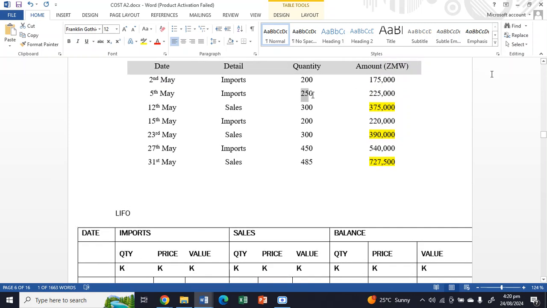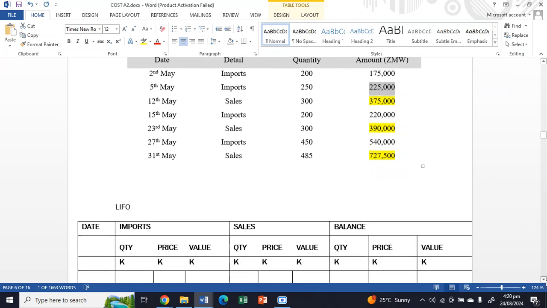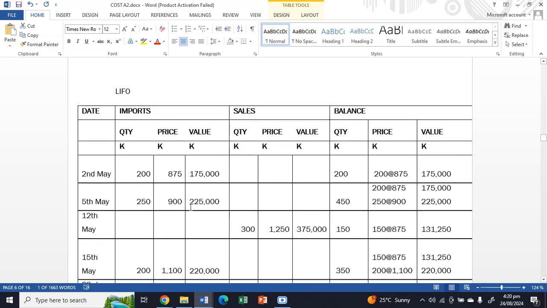We got another 250 goods, paid a total of 225,000 kwacha. The cost of each good is 900. We got that by dividing 225,000 by 250 to get 900. So now in our store, in total, we have 450 goods, 200 valued at 875, 250 valued at 900. Now, it's only when we have sales that's where FIFO and LIFO would differ.